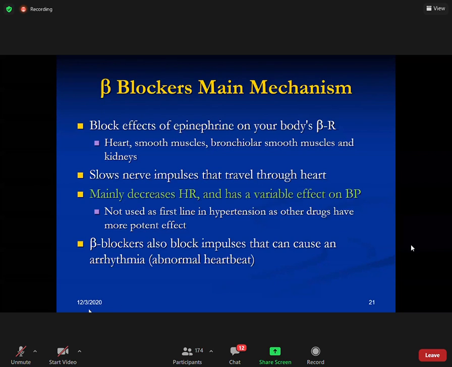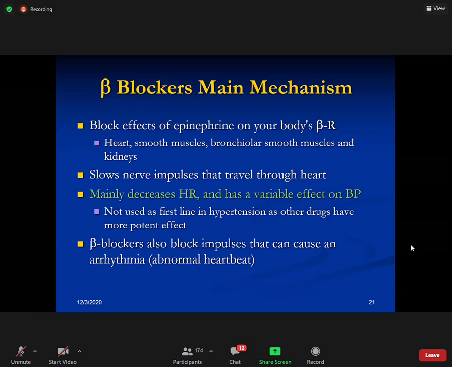So what will happen? It slows the nerve impulses that travel through the heart, mainly decreasing heart rate, and has a variable effect on blood pressure. Yesterday I said maybe half an hour to add this, we changed this one. There is a variable effect on blood pressure, I'll explain it for you, because there is alpha-1 or beta-1. I will explain it now in the upcoming slide.